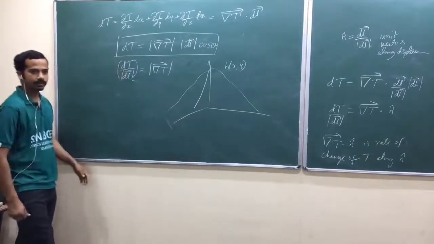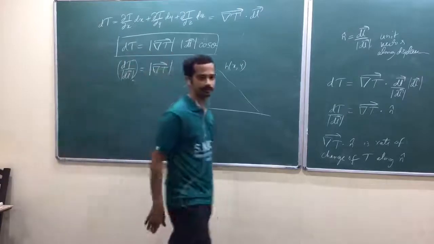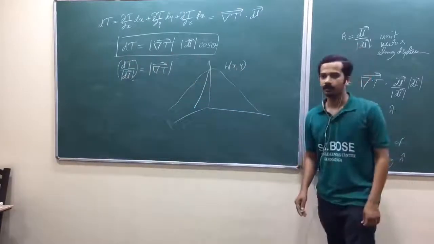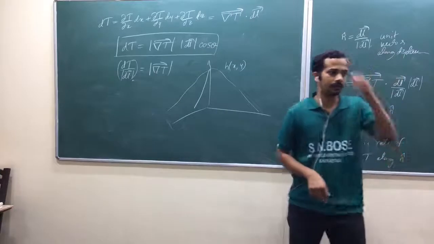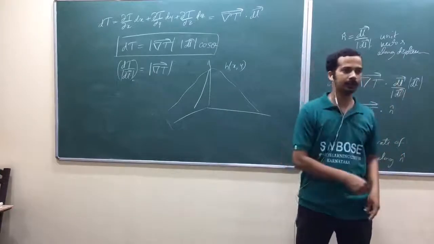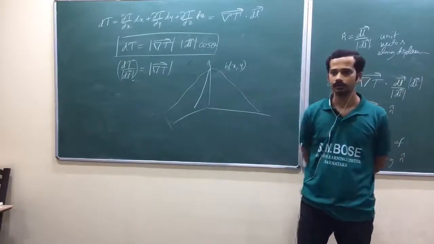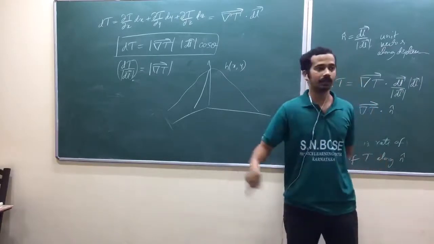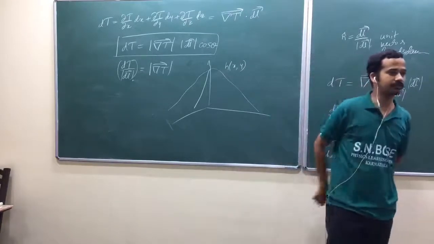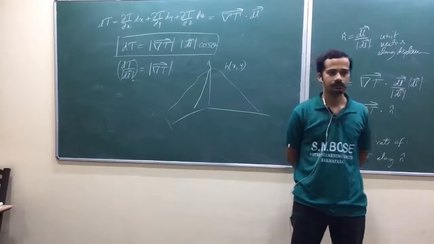Are you getting my point? You are standing on the hill. Now height is a function. If you look at the direction of the steepest path to the ground, then along that direction, the height function changes in the maximum way. Am I right? So that's why.